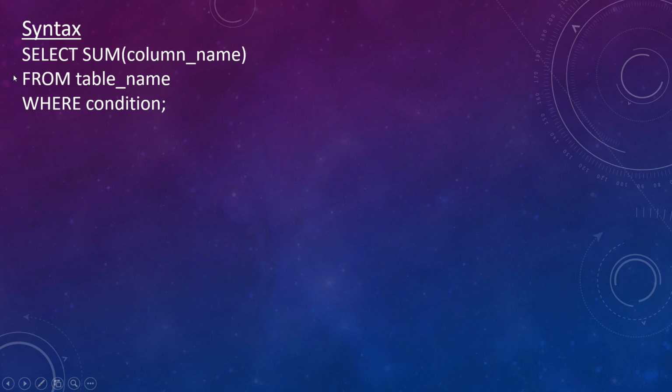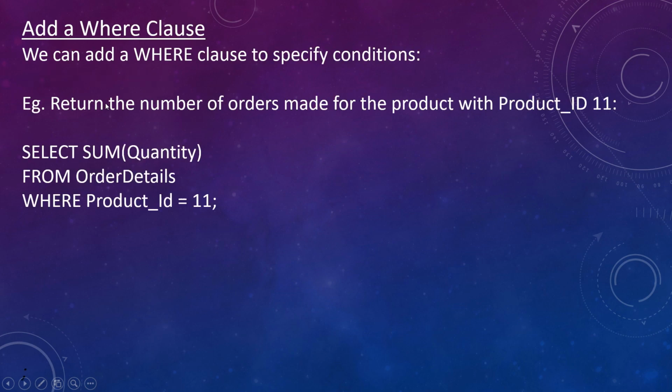This is the syntax: select sum, then the column name inside the brackets, from table name, where condition. So we can also give a where condition in here. Like we are discussing, we can add a where clause to specify the condition. For example, I only want to return the number of orders made for the product with product ID 11. So I want to get the summation from this order details table where product ID is 11.